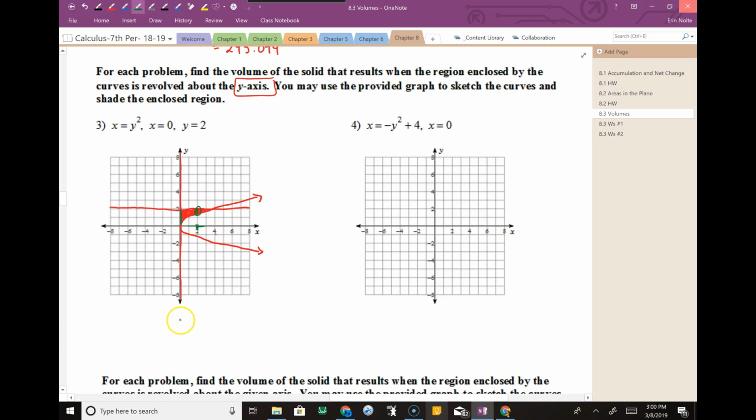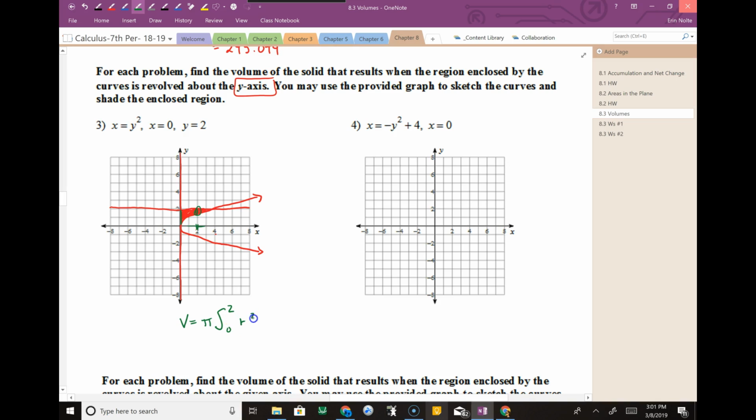Okay, so the volume is pi r squared, so pi. Remember that this is a dy, so what are my bounds? What are the numbers? 0 to 2, we're going to y's.